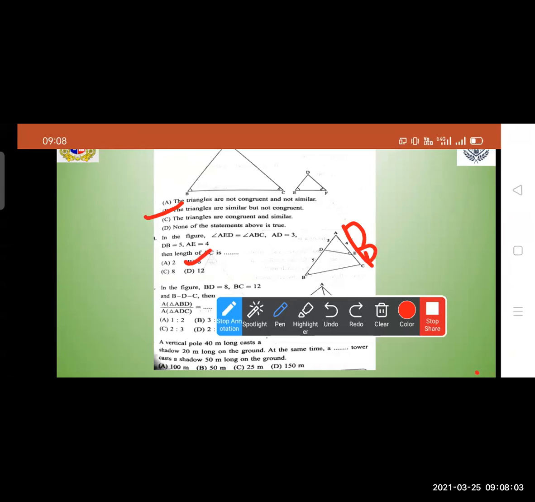Here the answer is 4. And when we solve this, cross multiply, 3 by 5 is equal to 4 by x. Then we get x is equal to 2, and 4 plus 2 is equal to 6.